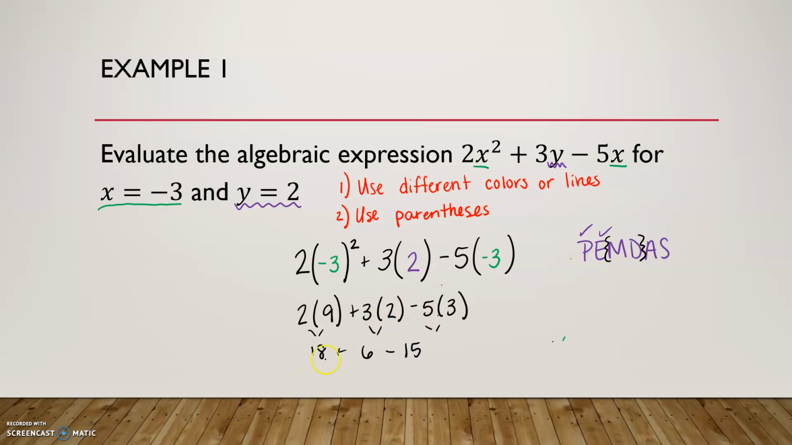So now I take care of addition and subtraction. So 18 plus 6 is 24. And then 24 minus 15 is 9. So when I simplify this, my final answer is going to be 9.